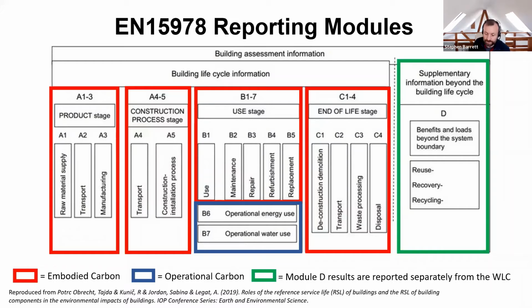B1 to B5 is embodied during the use phase, and module D will always be a negative number, as it refers to the elements of the building which have a use outside of the life of the building. So, for example, a steel beam may be used again in another building, which substitutes the need to manufacture a new steel beam for that new building. These benefits are always reported separately, and they're not deducted from the total because they occur outside of the life cycle of this particular building.